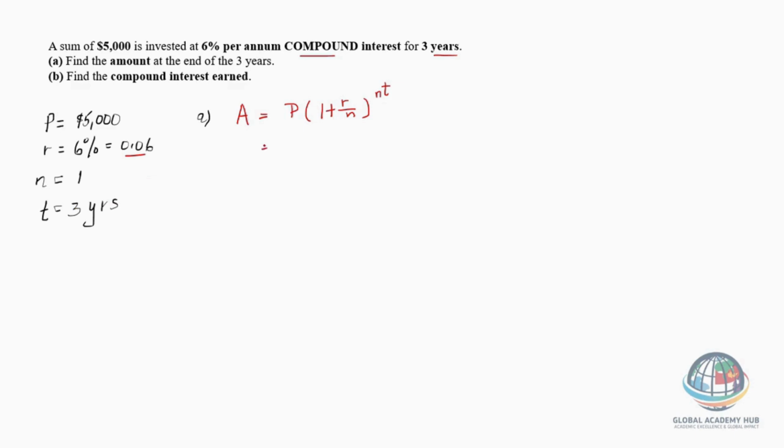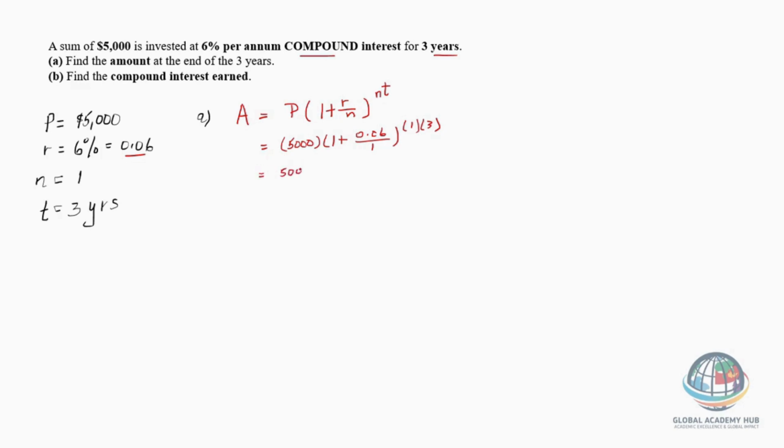So all we're going to do now is substitute our values in our problem. So we have 5,000, 1 plus 0.06 over 1, raised to the 1 times 3. We're going to evaluate this. Of course, we're going to deal with the brackets first.